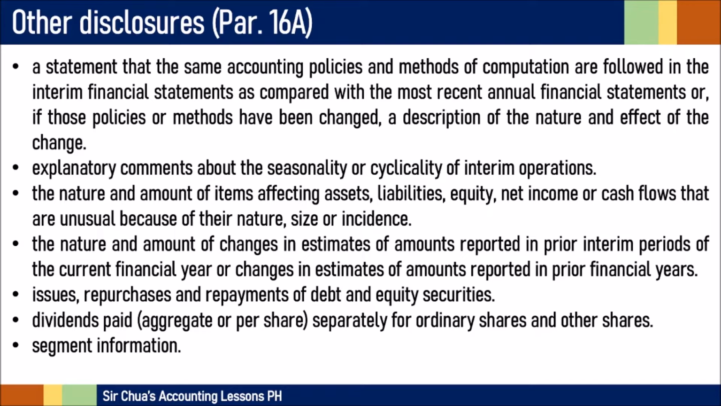Okay? Explanatory comments about the seasonality or cyclicality of interim operations, and in the first place, why are we doing this? Parang ganon. And then the nature and amount of items affecting assets, liabilities, equity, net income, or cash flows that are unusual because of their nature, size, or incidence. The nature and amount of changes in estimates of amounts reported in prior interim periods of the current financial year or changes in estimates of amounts reported in prior financial years. Also, this would include your issues, repurchases, and repayments of debt and equity securities, dividends paid separately for ordinary shares and other shares, and segment information.